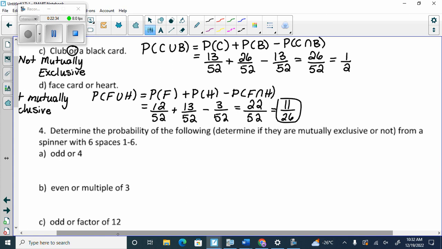I'm spinning one spinner. What's the probability it's this or this? The moment I have this or this means that I have to check if it's mutually exclusive or not. So an odd or a 4. Are there any odds that are 4s? No, so this is mutually exclusive.